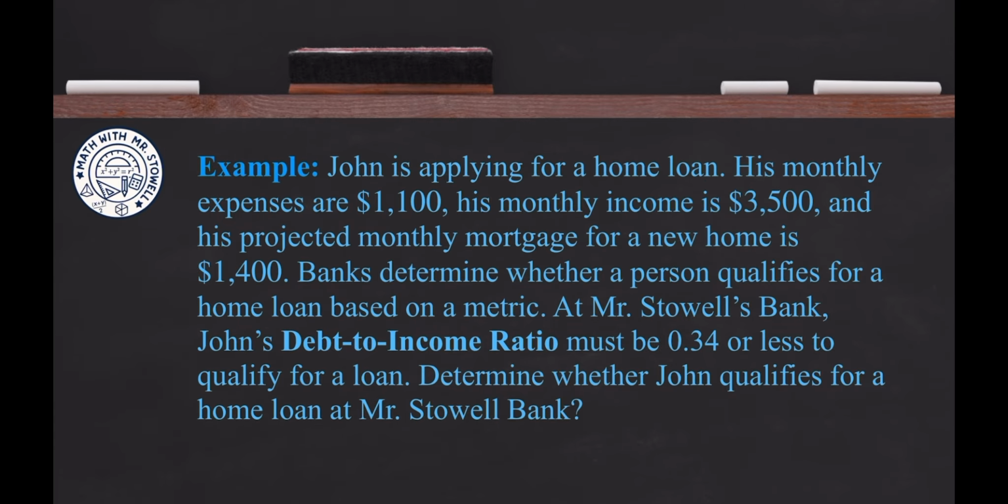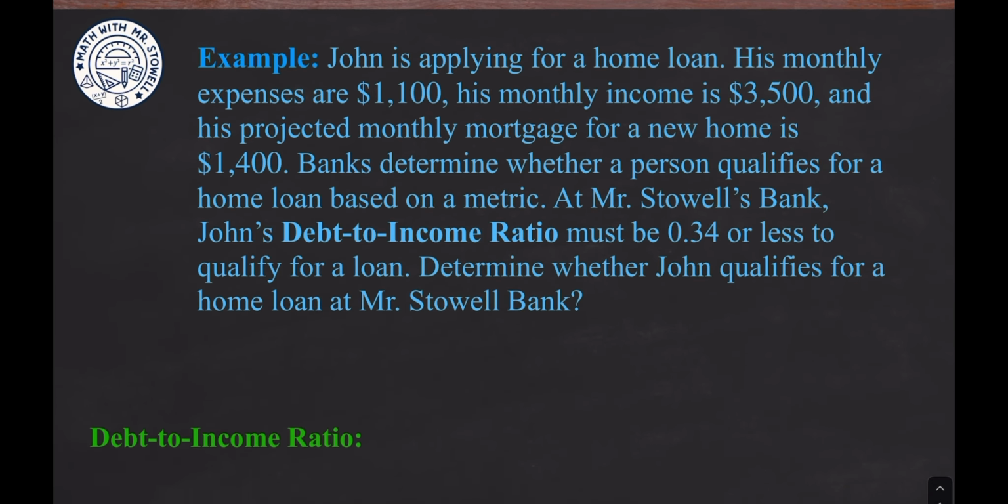So let's go ahead and look at some examples. In this example, John is applying for a home loan. His monthly expenses are $1,100. His monthly income is $3,500, and his projected monthly mortgage for a new home is $1,400. Banks determine whether a person qualifies for a home loan based on a metric. So based off of a scale, a standard, will depend on if they get the home loan approval.